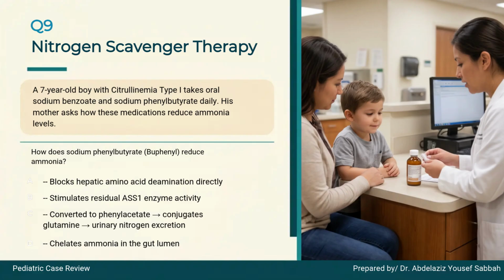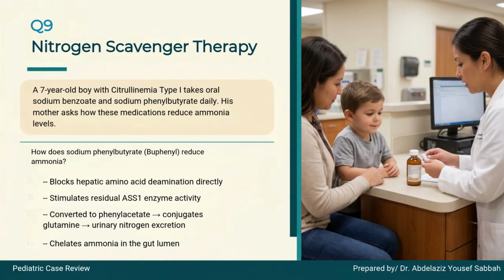Case 9. A 7-year-old boy with citrullinemia type 1 takes oral sodium benzoate and sodium phenylbutyrate daily. His mother asks how these medications reduce ammonia levels. How does sodium phenylbutyrate, also known as Buphenyl, reduce ammonia?